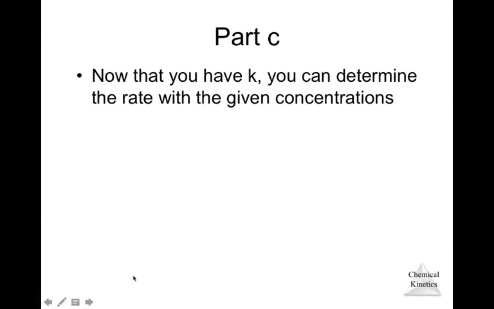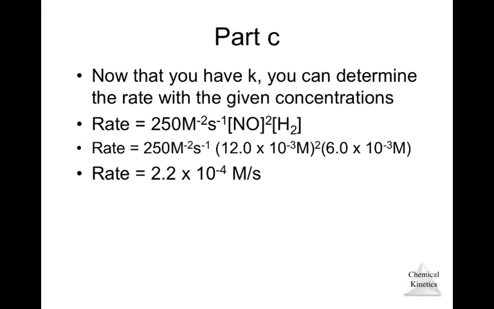Now part C asks us to figure out how long this reaction would take given certain concentrations of reactants. So we have our K, so we can figure that out pretty easily. So we know that our rate is 250 big M to the minus 2 S to the minus 1, and a concentration of NO squared plus concentration.